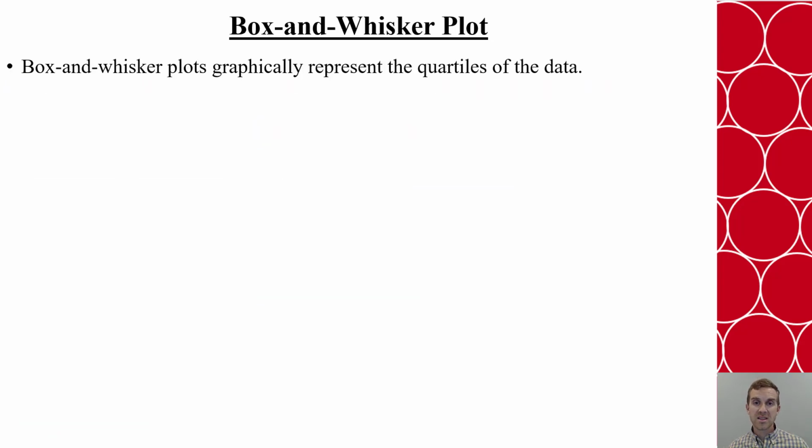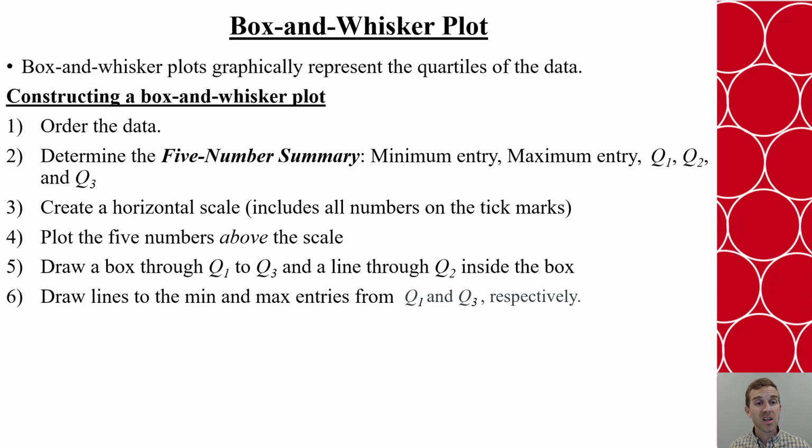Now I can use this data then to help me construct the Box-and-Whisker plot. And this is a way to represent the quartiles as well as how much our data ranges overall. So when we construct the Box-and-Whisker plot, we first order the data. We then find what's called the 5-number summary, which is the absolute minimum data point, the absolute maximum data point. Then we're going to find our 3 quartiles, and those are the 5 key points we need.